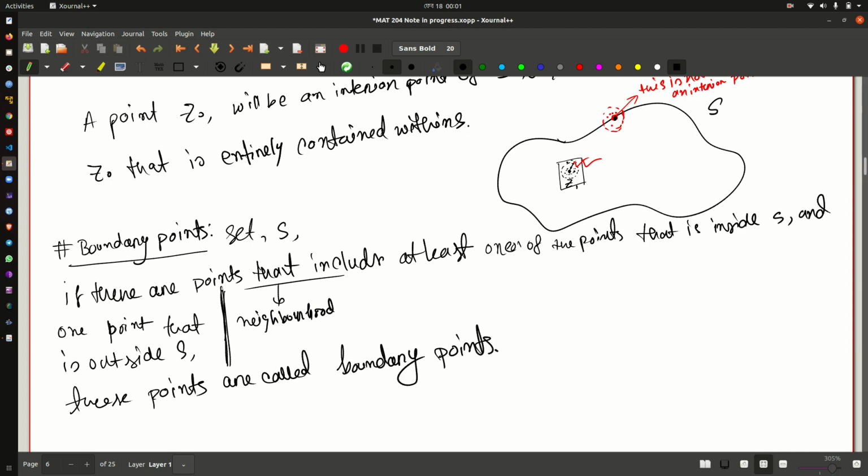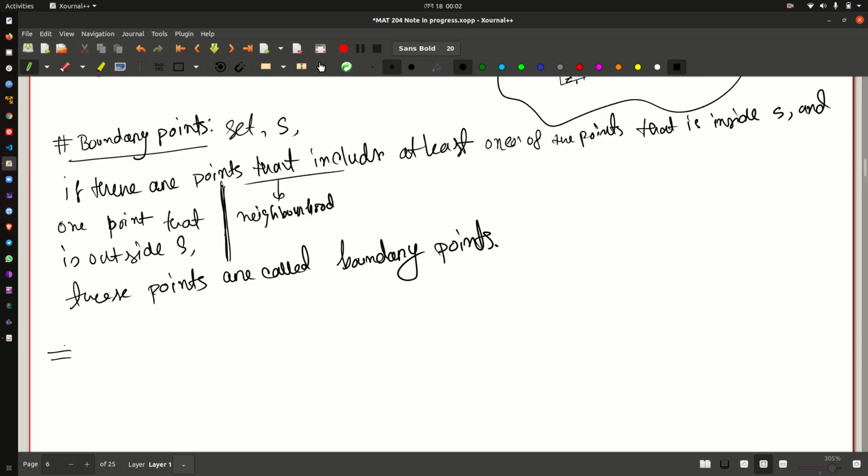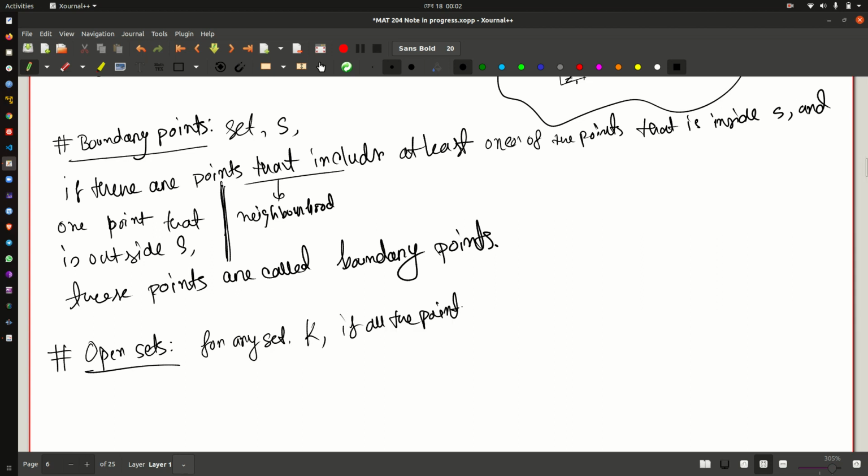Now let's define another thing that is called an open set. You already know about it, but we can also define open sets in terms of interior points. So what are open sets? If you have a set and all the points of that set are just interior points, then that is called an open set. So for any set, let's say now K, if all the points are interior points, that means there is no boundary point, right? Because all the points are interior points, then they are called an open set.